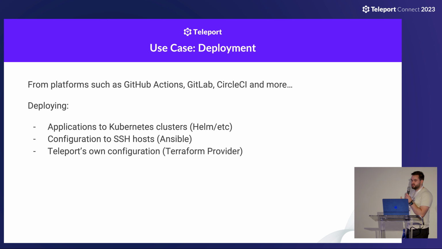They're deploying things such as applications to Kubernetes clusters using tools like Helm, or they're managing the configuration of a fleet of Linux hosts over SSH with tools like Ansible. You can even manage Teleport's own configuration. If you're an organization that's all in on infrastructure as code, you may be well aware of our Terraform provider for managing your Teleport roles and other forms of configuration. Obviously, that Terraform provider needs some way to authenticate with the Teleport API, and Machine ID can step in and ensure you're using short-lived credentials for that.